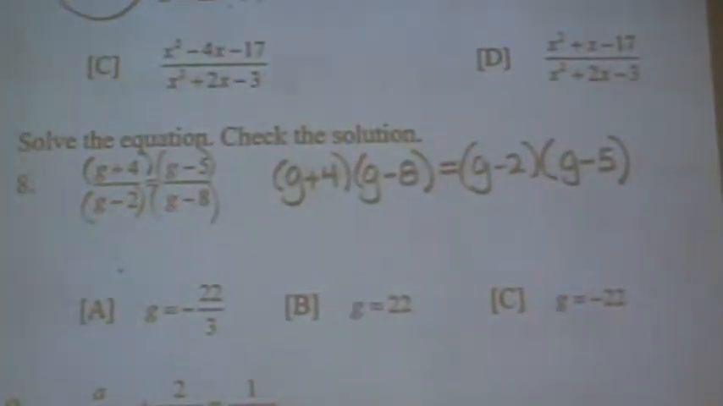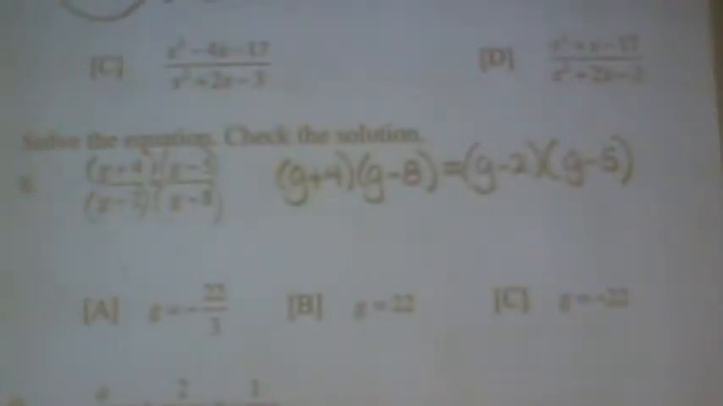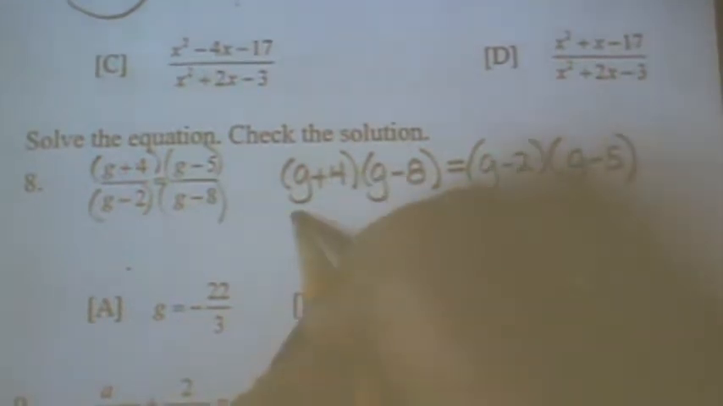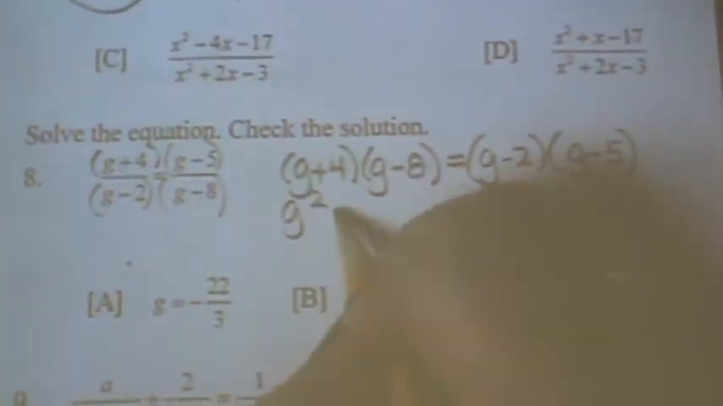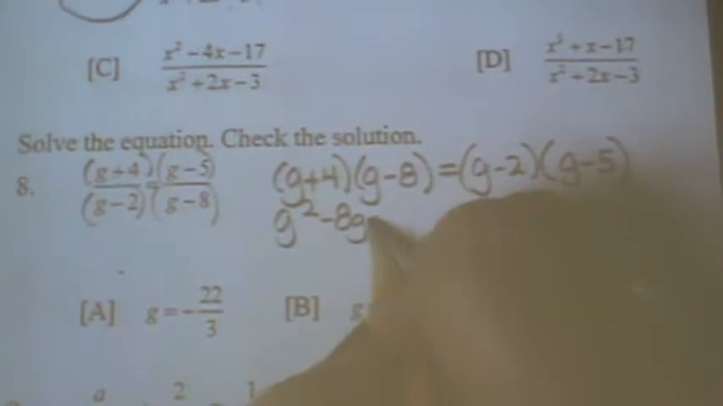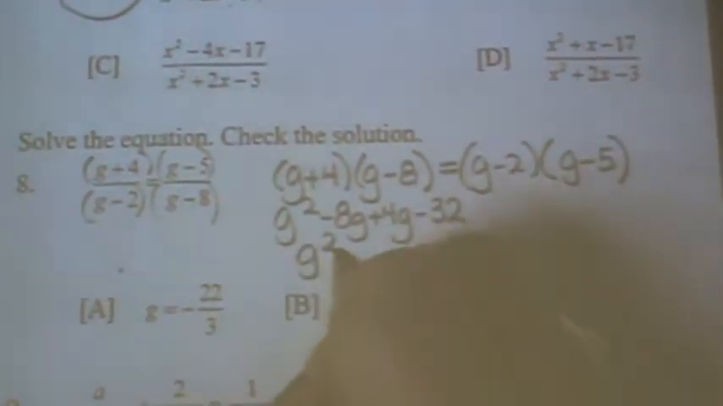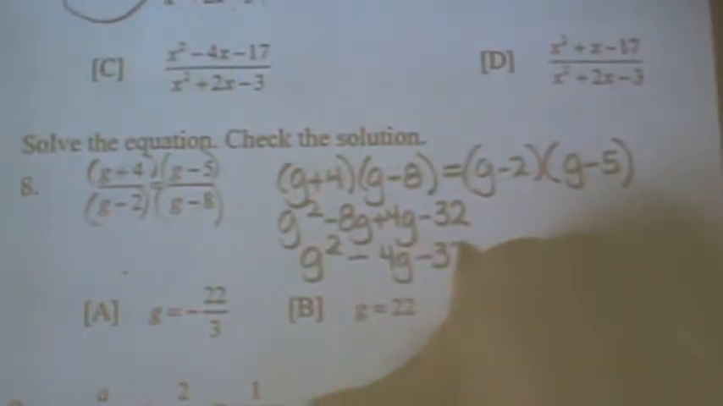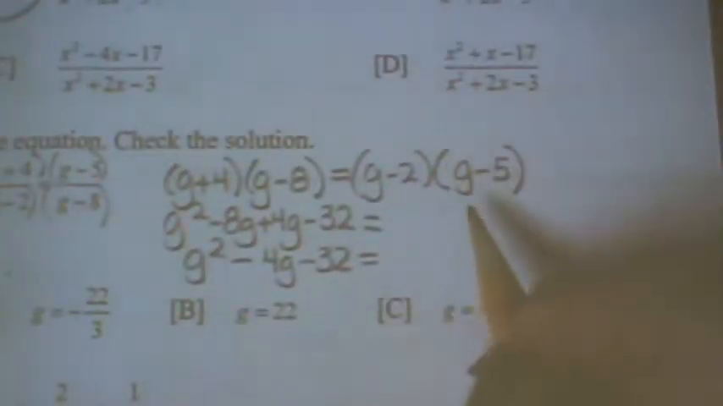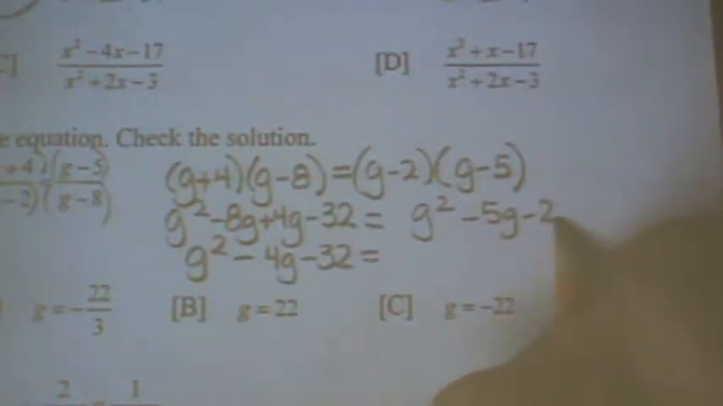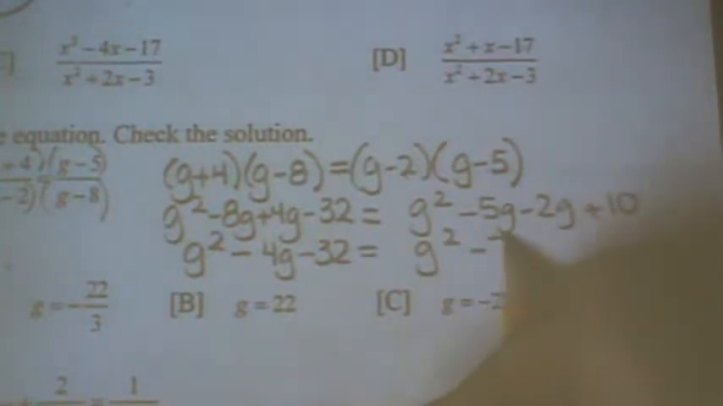A little bit of review of foiling. So if we multiply these two together, you have g squared. We have minus 8g plus 4g minus 32, which simplifies to g squared minus 4g minus 32. On the right side, we have g squared minus 5g minus 2g plus 10. Be careful with your adding and subtracting.